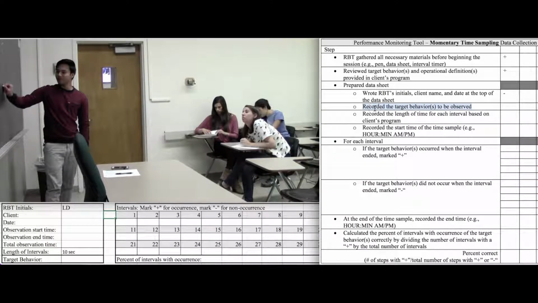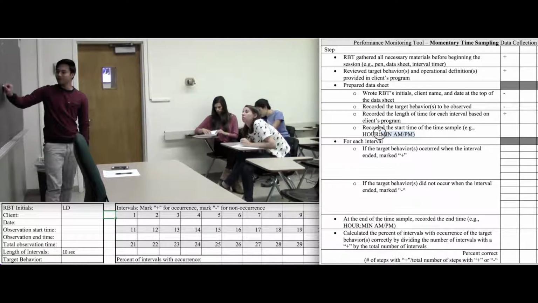Recorded the target behavior to be observed. Again, it looks like Lance, our RBT, forgot to indicate the target behavior on his data sheet. So for this step as well, he gets a minus. Record the length of time for each interval based on the client's program. Here we see that Lance did include the interval length, which is 10 seconds for each interval. So for this step, he'll get a plus.